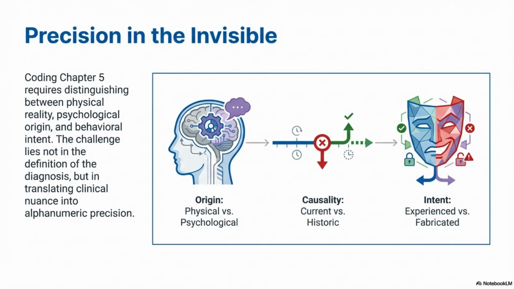First, what's the origin? Are we dealing with something physical, something psychological, or something the patient is intentionally creating? Second, is this current or historical? Is the behavior happening now, or is it something from the past, like remission? And third, what's the intent? Are the symptoms real to the patient, or are they being produced on purpose? Once you understand these three elements, the rest of Chapter 5 starts to make a lot more sense.